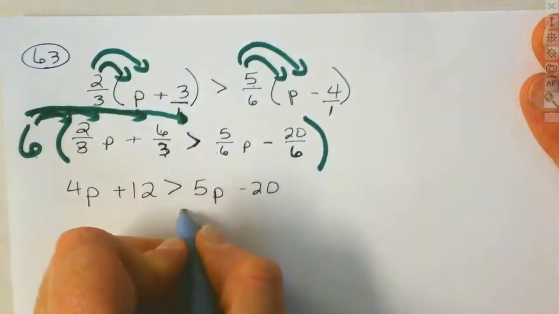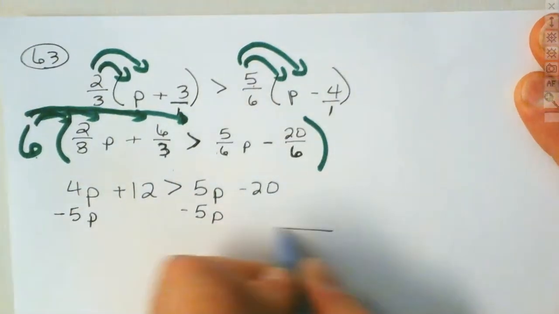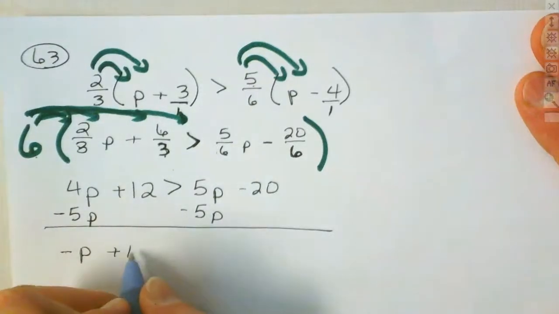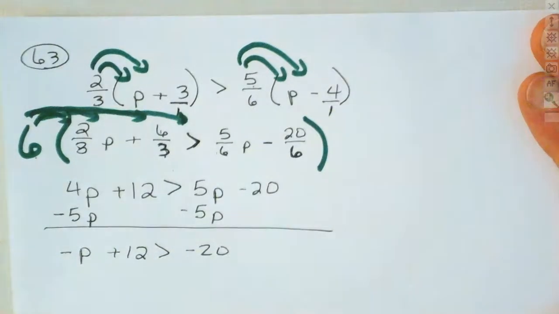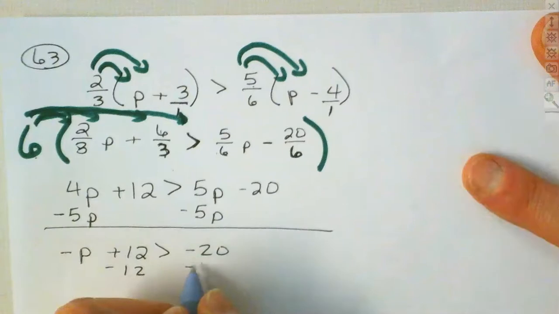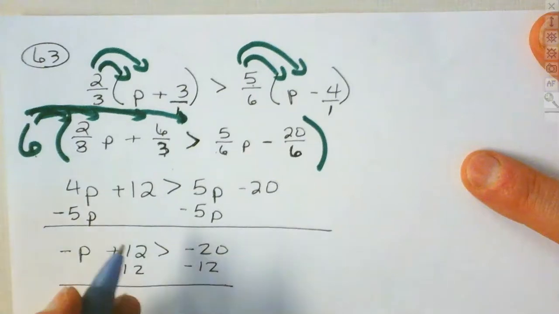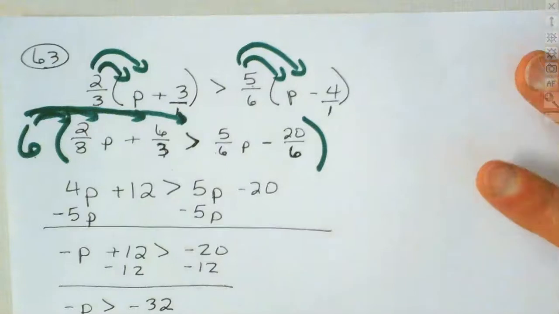Now we're going to move that 5p over. Nothing new. We've done this many, many times. So that leaves you with a minus p plus 12 is greater than a minus 20. We'll move our 12 over, and this is where we have to work with the inequality, and we're going to divide by a negative. So minus 20 minus 12 makes a minus 32, doesn't it?